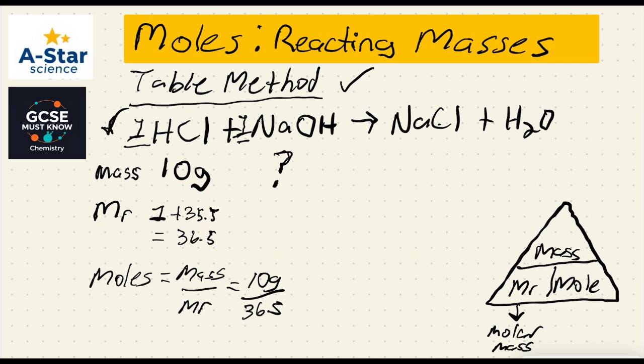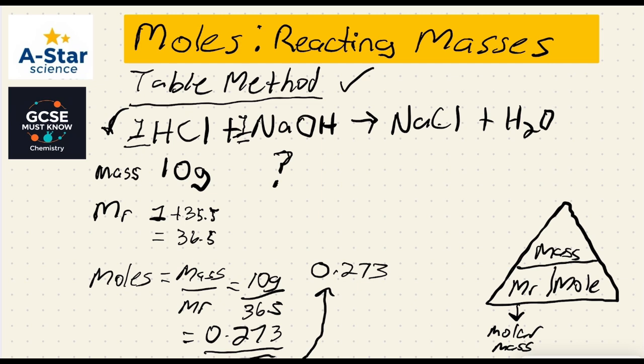So that's 10 divided by 36.5, which is 0.273. It's a long number, but we're just going to use part of the number, 0.273. That's fine, I'll stop it there. And that's how many moles we have of hydrochloric acid from the 10 grams. Now we said it's a 1-to-1 ratio. So that means we are also going to need 0.273 moles of sodium hydroxide.